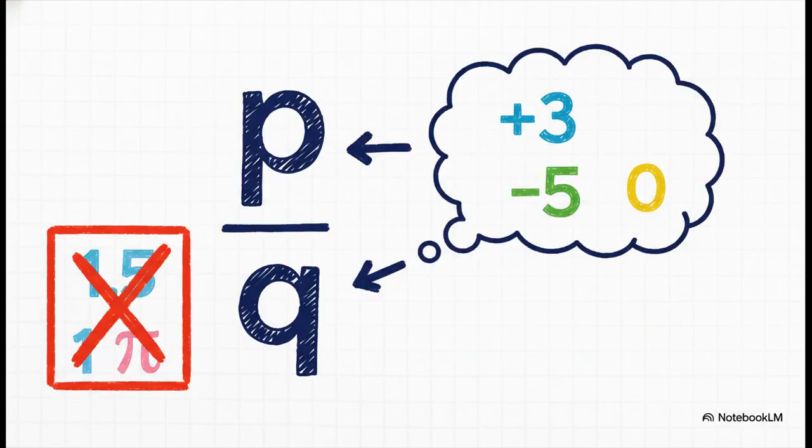First things first, both p on the top and q on the bottom have to be integers. And what are integers? They're just your regular whole numbers, 1, 2, 3, but also the negative ones like -1, -2, -3, and of course 0. They're the solid, whole steps on a number line. No funky decimals or fractions allowed for p and q themselves.